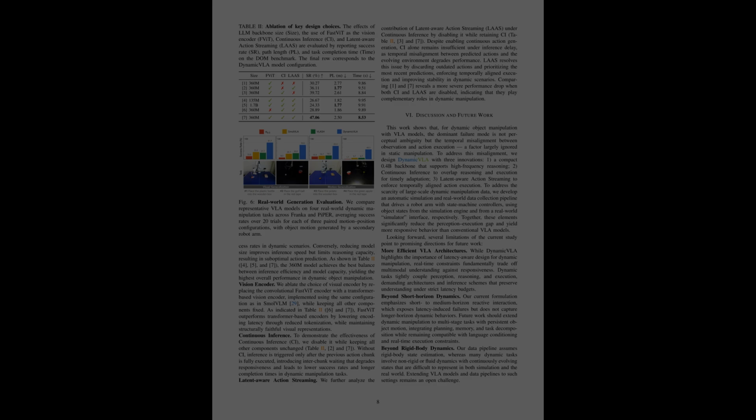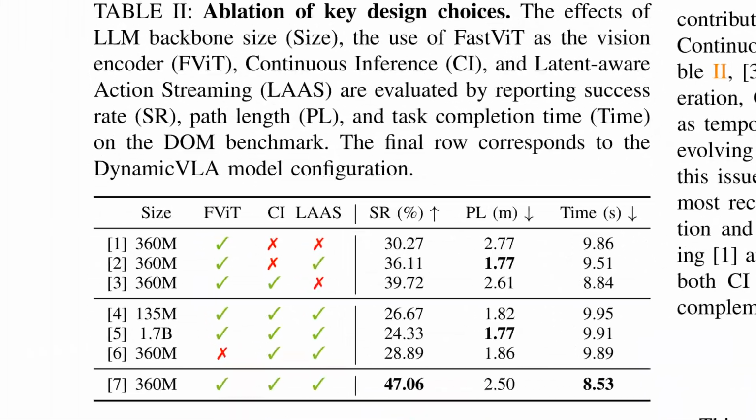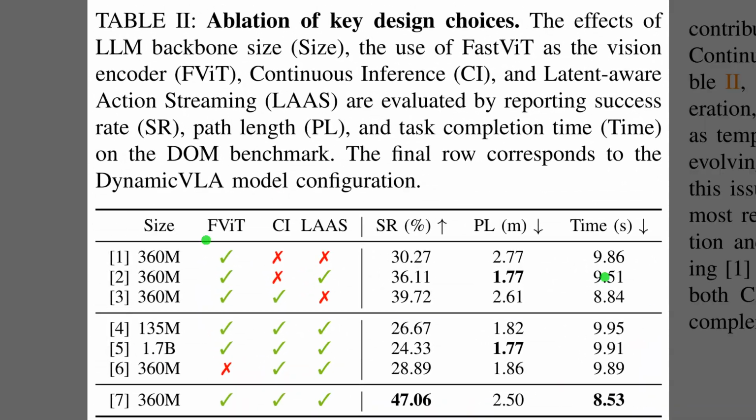Okay, Table 2 breaks down the model components through an ablation study. Rows 1 through 3 show that adding continuous inference or action streaming individually helps, but the final row confirms that combining them yields the best result at 47%. Interestingly, rows 4 and 5 reveal that bigger isn't always better. The 1.7 billion parameter model actually performs worse than the compact version, likely because its slower speed hampers reactivity. Finally, row 6 shows that removing the FastViT encoder also causes a significant drop.